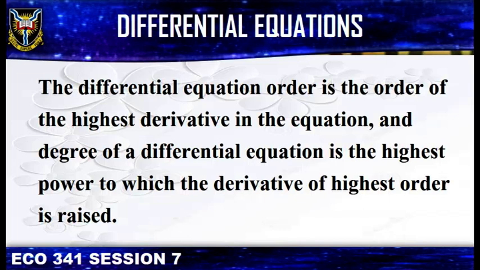D. (d squared y over dt squared) raised to power 7 plus (d cubed y over dt cubed) raised to power 5 is equal to 75y, third order, fifth degree.